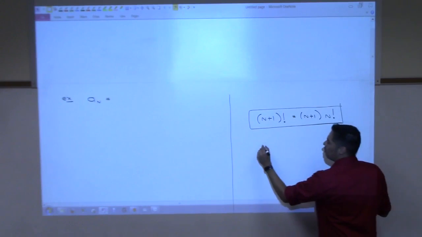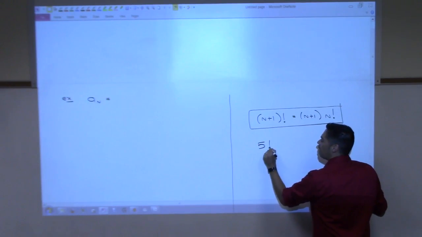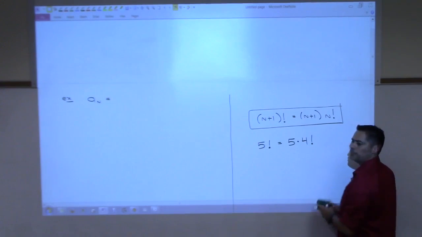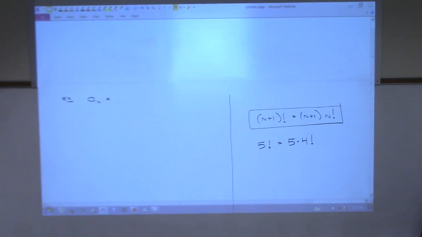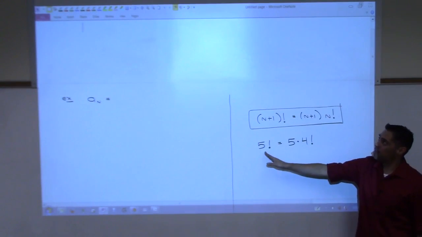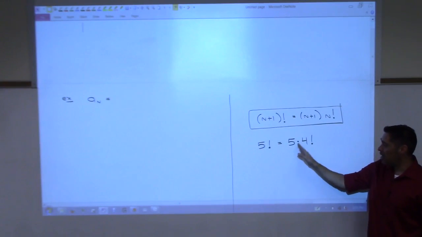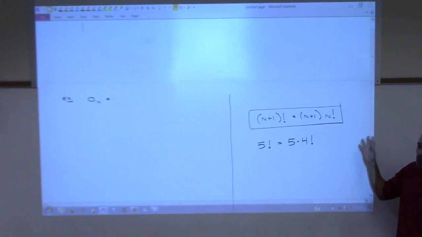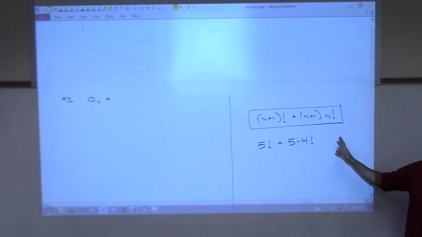So this is, if you want an analogy to this, if I write 5 factorial, isn't that the same as 5 times 4 factorial? Yeah? So 5 times 4 times 3 times 2 times 1 is the same as 5 times 4 times 3 times 2 times 1. I know that looks ridiculous, but we actually use this quite a bit. This right here.